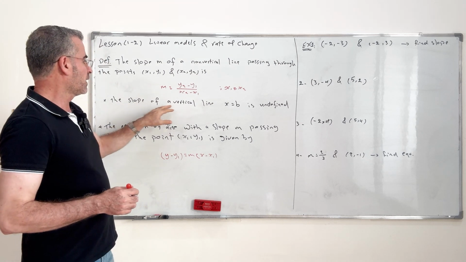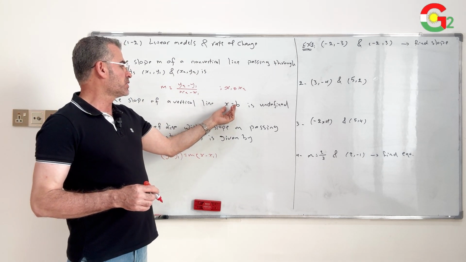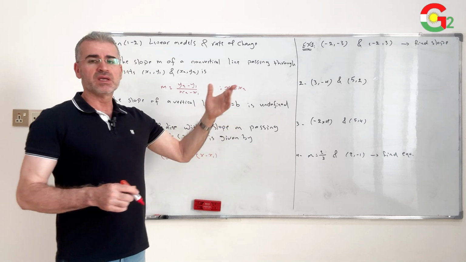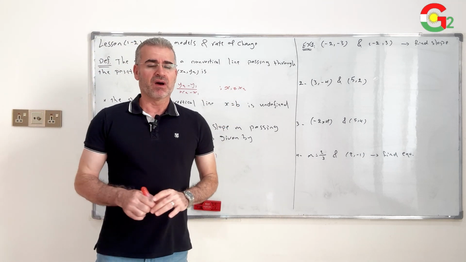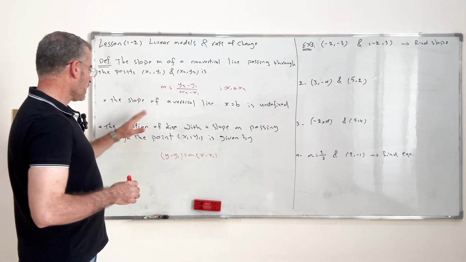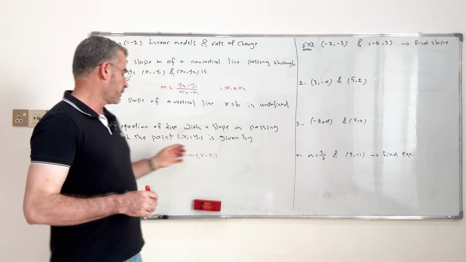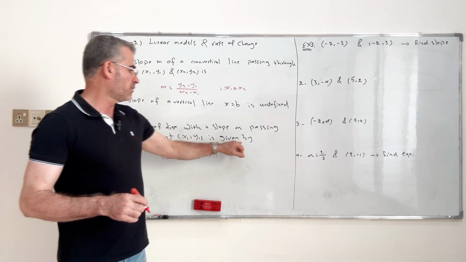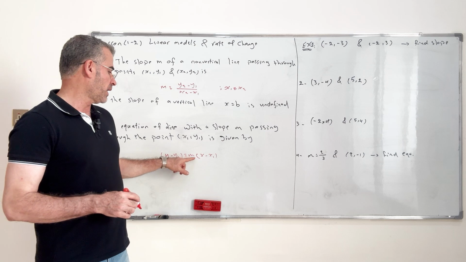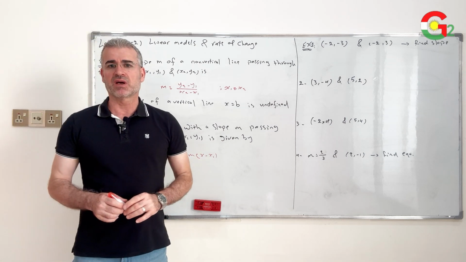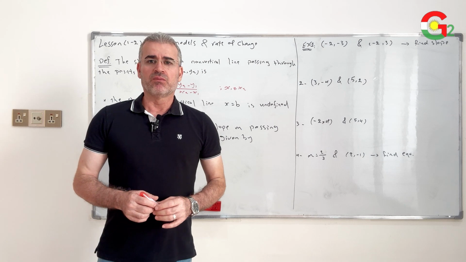For a vertical line, whose equation is x equals b, the slope is undefined. Every vertical line has undefined slope. The equation of a line with slope m passing through the point (x1, y1) is given by the formula y minus y1 equals m, the slope, times (x minus x1). This formula is called the point-slope formula.